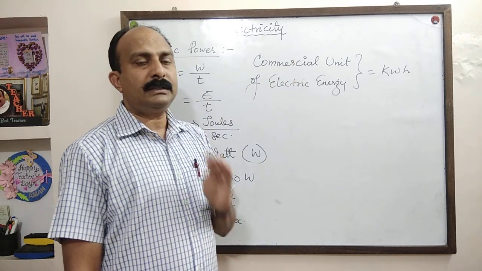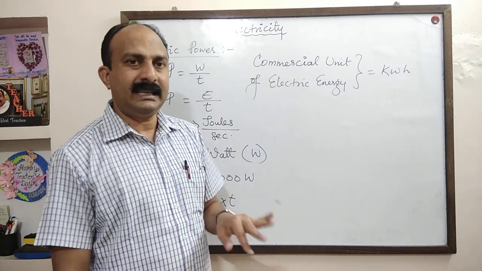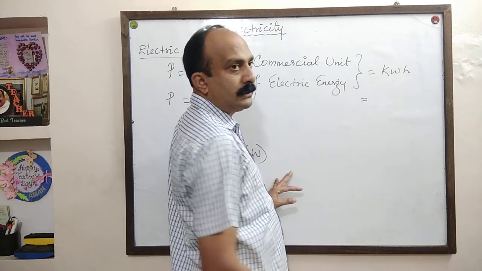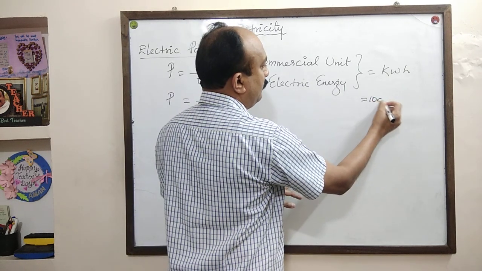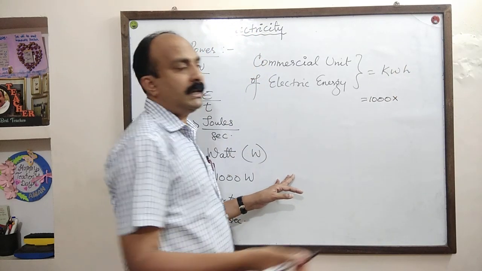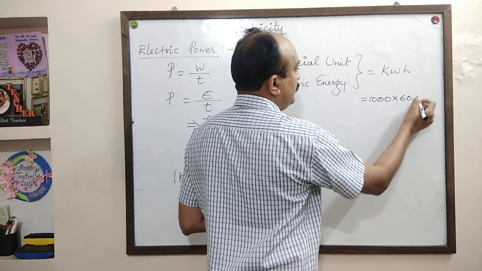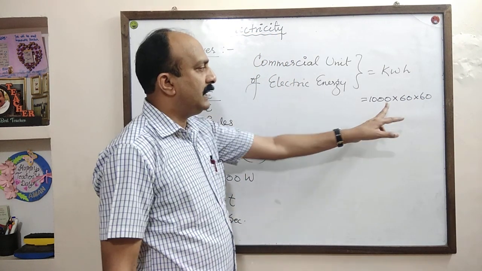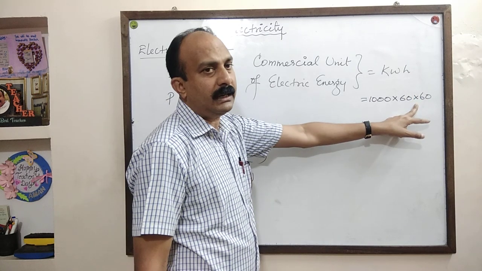Now let us convert this kilowatt hour into SI unit. SI unit of power is watt. So 1 kilowatt is 1000 watt. And 1 hour is to be converted into second. So it is 60 into 60. Now it has become SI unit, watt and second.